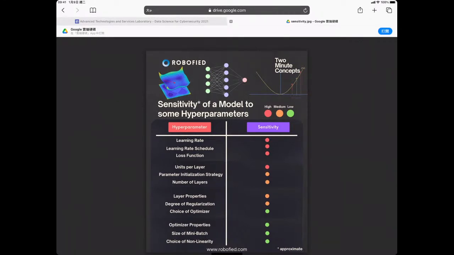The last one is optimizing the parameters: the size of the mini batch and the choice of nonlinearity. I think these are the least sensitive ones. The size of the mini batch means every time you do partial differentiation, how many of your training data you would like to use for each run, or each epoch.